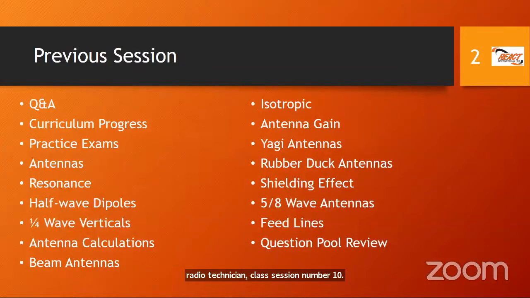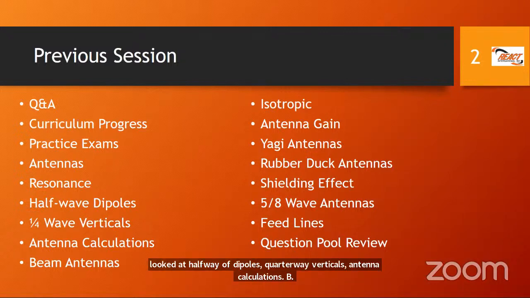During our previous session, we had a look at our Q&A, our curriculum progress. We also mentioned again our practice exams. Then we got into the technical topics of antennas. We dealt with resonance. We looked at half-wave dipoles, quarter-wave verticals, antenna calculations, beam antennas.